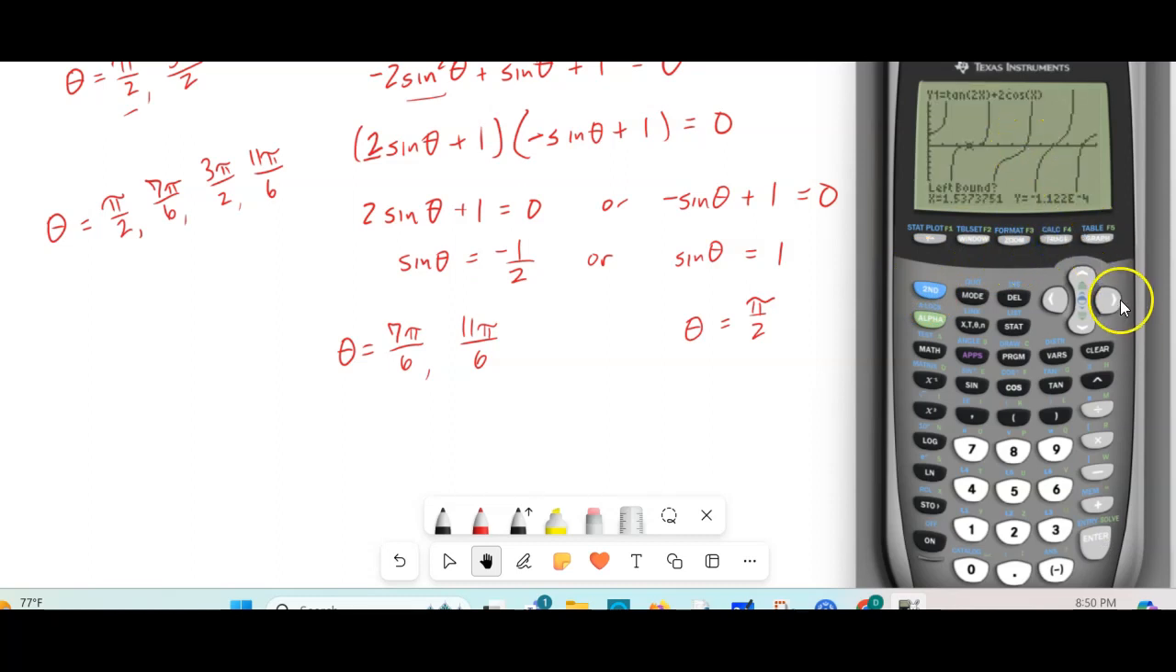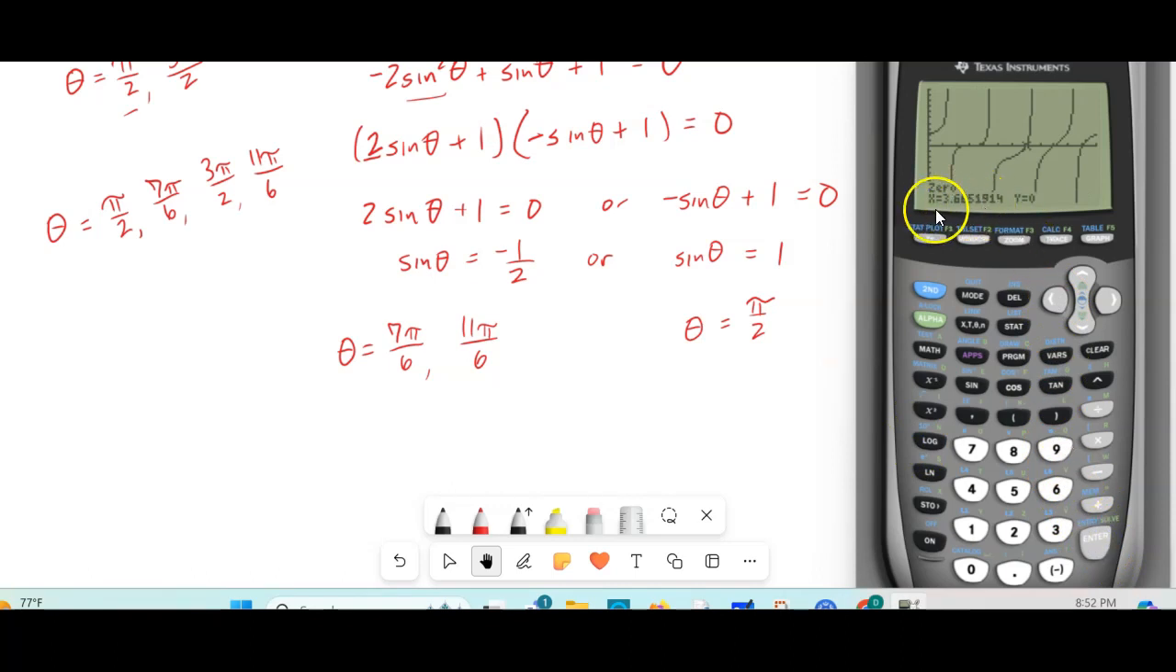I can do it again, calculate the 0, and now I'm going to make my way to the next one, which is over here. So I scroll way over to the next 0. Again, left bound means you need to be below it or to the left of it, where in this case the y coordinate will be negative. I'm going to come back to where it was. Right bound means go a little bit to the right. Maybe not that far. And then guess means get as close to where you think it crosses as possible. So that's pretty close. Hit enter on that guess. There's what it gives me.